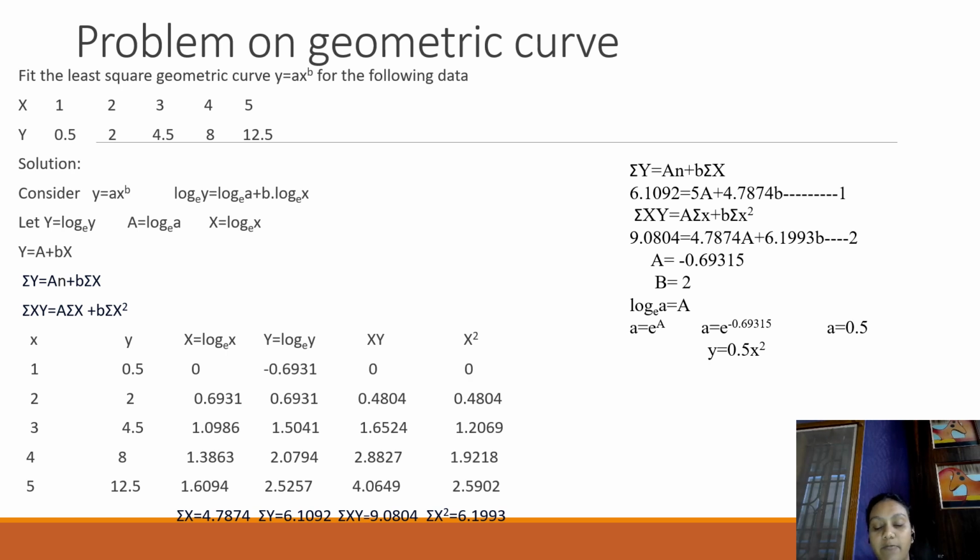Now we know that we have assigned the value of log A base e to capital A. So to find out the value of small a, we are going to put the value of capital A in the equation, a equals e power capital A. So after solving that equation, we are going to get a equals 0.5. Now substituting all the known values in the equation y equals ax power b, we are going to get y equals 0.5 into x square.